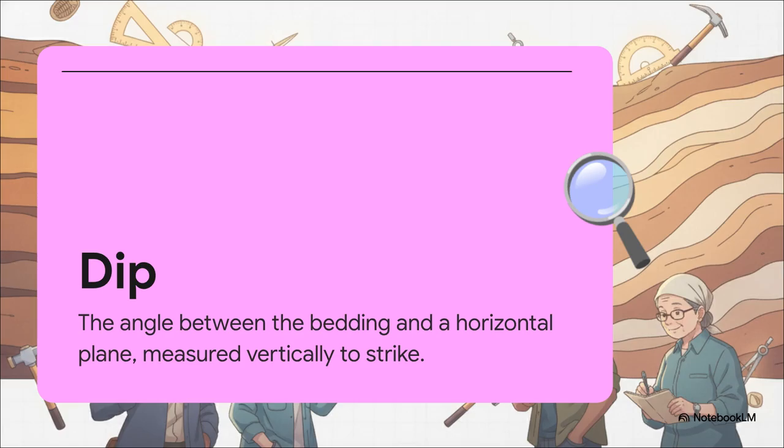Now, if strike is the horizontal line, dip is the actual tilt. It's the angle between the bedding and that imaginary horizontal plane. But here is the absolutely critical rule for your spatial awareness. You always have to measure the dip straight down the steepest part of the slope. That means the dip direction is always perfectly perpendicular, at a precise right angle, to the strike line. Think about it like this. If you pour a bottle of water onto that tilted rock, the exact path the water takes running down the rock face, that is your dip direction.